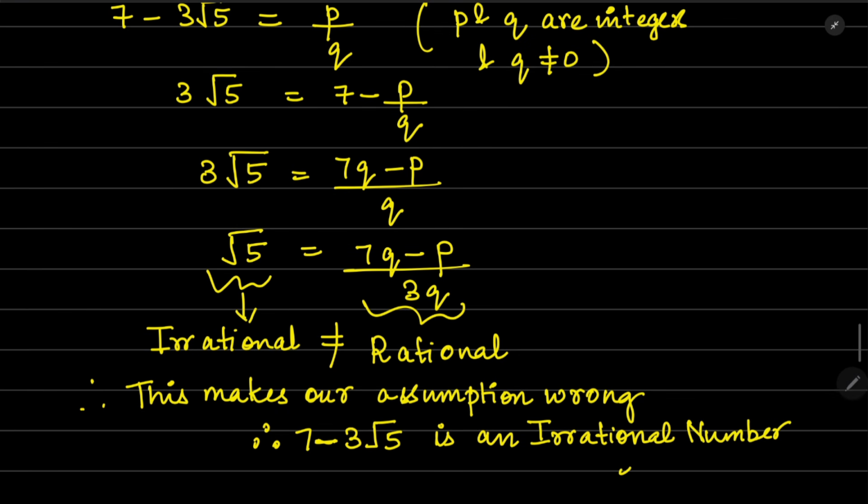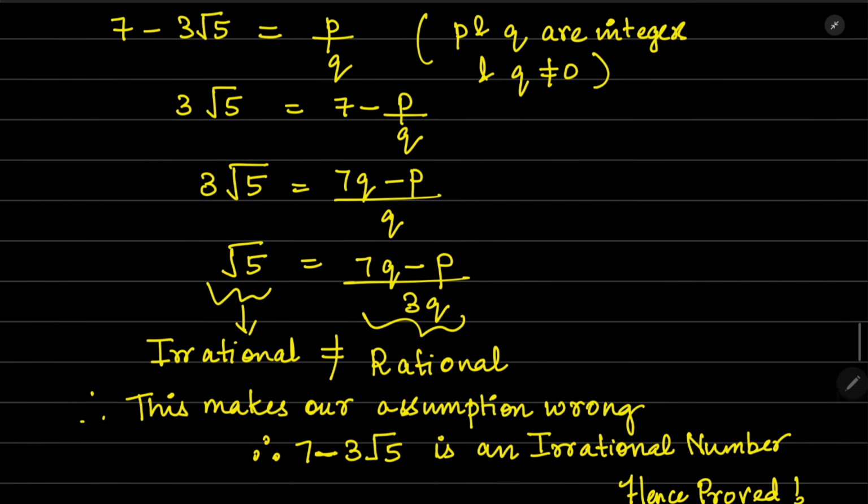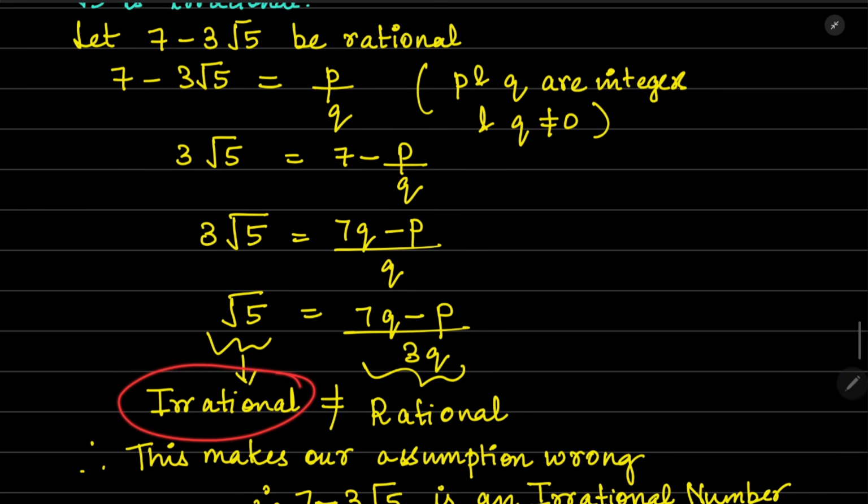You have to prove it, right? The question is to prove, so you'll write hence proved. Okay. So there you get your 3 marks. If it is a 3-mark question, you will get 3 marks. See, you are already given that root 5 is irrational. So root 5 is irrational. Everything else on the right hand side.